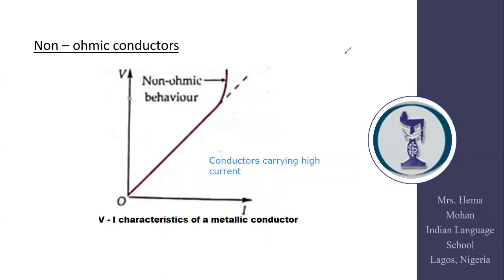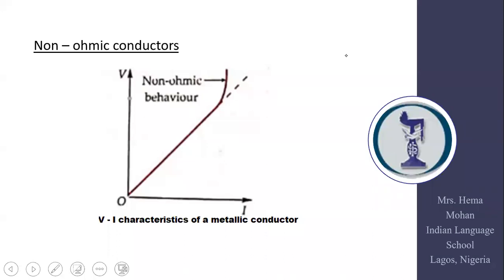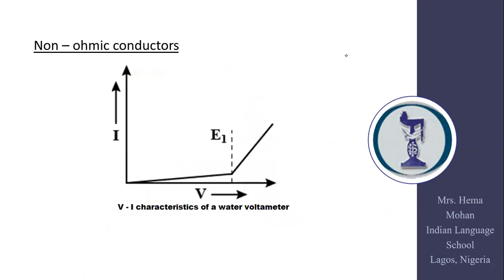The same metallic conductor which we saw in the previous slide, this one, sorry, I'm going to remove this. So this very same conductor, which has an ohmic behavior, is going to have a non-ohmic behavior when high current passes through it. So that becomes our first example. Let's move on to our second example, which is a water voltmeter.